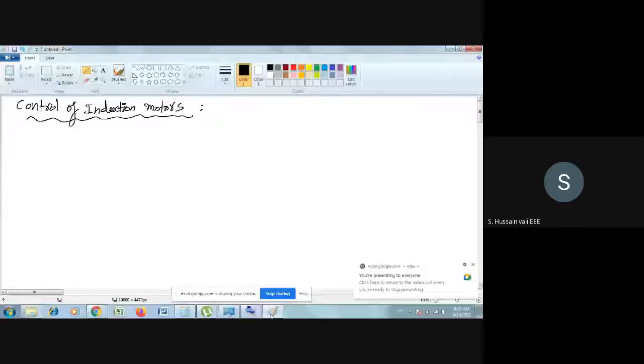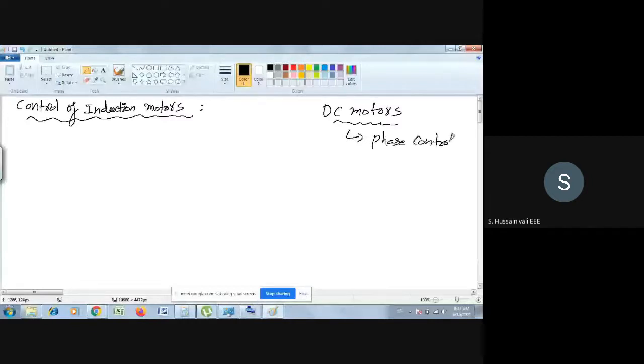Last class, we were discussing the control of DC motors. What we have seen are mainly phase controlled converters, which is one converter, and the other one is the chopper. Using these two, the phase controlled converters and the choppers.